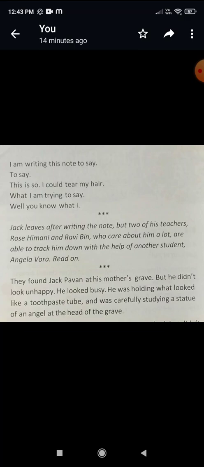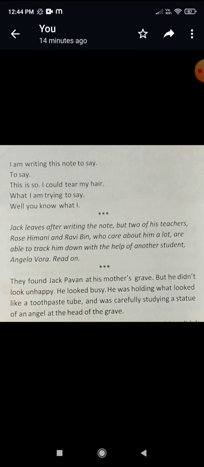Jack leaves after writing the note. But two of his teachers, Rose Himani and Ravi Ben, who care about him a lot, are able to track him down with the help of another student called Angela Vora. Read on. That is, after writing the note, Jack leaves the place, but two of his teachers, Rose Himani and Ravi Ben, who care about him a lot, are able to track him down with the help of another student called Angela Vora.